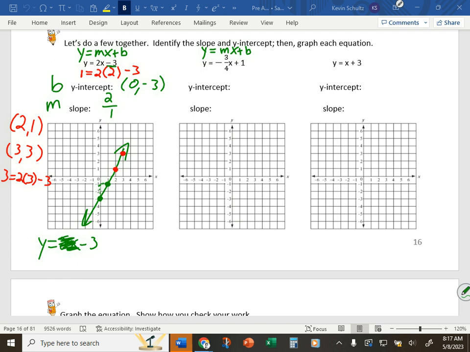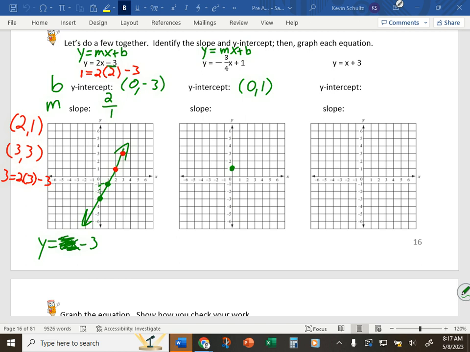Positive 1. You do need to pay attention to that sign, right? Why is this positive? Because it's a plus 1, a positive 1. Our last one was negative because it was a negative 3, minus 3. That sign belongs to the number. So our b value is positive 1. That's the y-intercept, 0, 1. We're putting our first point right there.